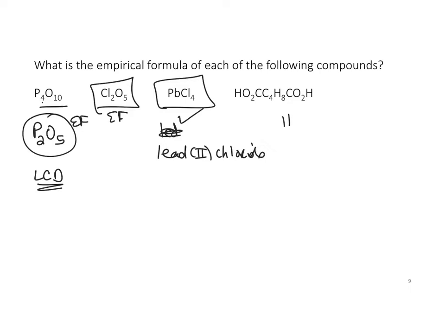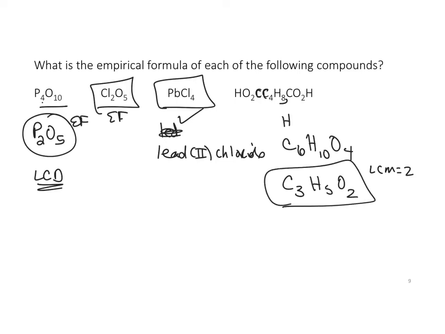And here, let's gather it all together. We have 2 hydrogens plus 8. We're going to have to gather these. How many carbons do we have? C4, 5, 6. How many H's? 8, 9, 10. How many oxygens? 4. So you can see that the lowest common denominator can be 2 because of the 10. So C3H5O2 would be its empirical formula.